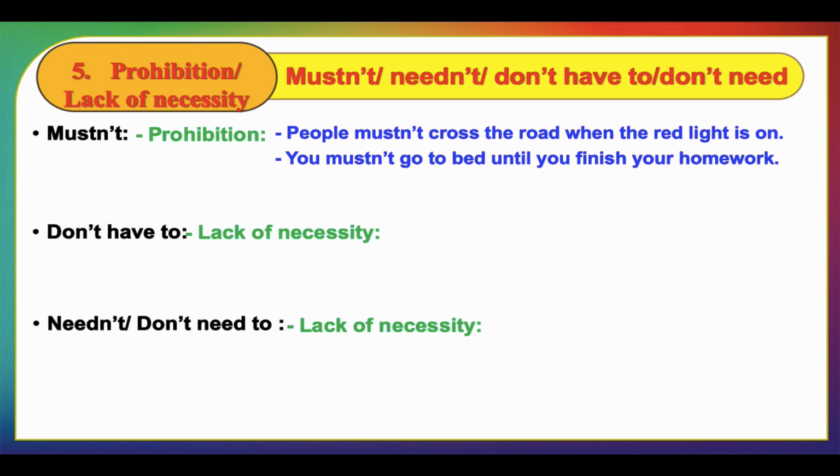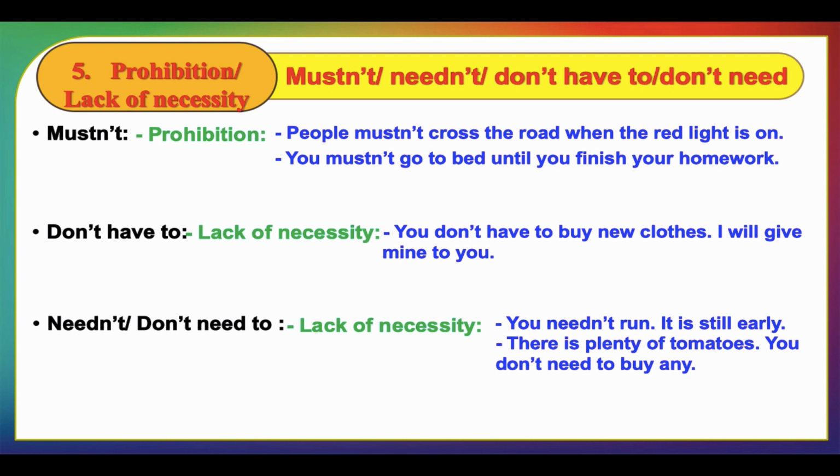Don't have to is a kind of lack of necessity, like you don't have to buy new clothes. I will give mine to you. Last but certainly not least, needn't and don't need to express lack of necessity. For example, you needn't run, it's still early. There are plenty of tomatoes, you don't need to buy any.